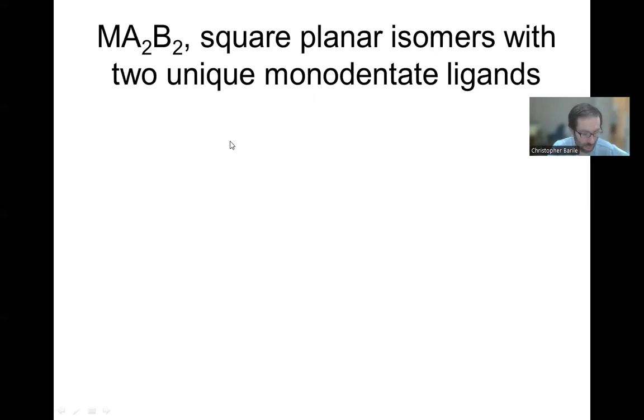Well, like a lot of these sorts of problems, what we've been doing is tracking pairs that are across or trans from one another and doing this in alphabetical order. So the most alphabetically advanced combination of trans pairs is going to be AA, then followed by BB, right? Because we have two A's and two B's, and we're going to have two pairs of trans ligands because we have four ligands in total. Then we work our way down the line alphabetically.